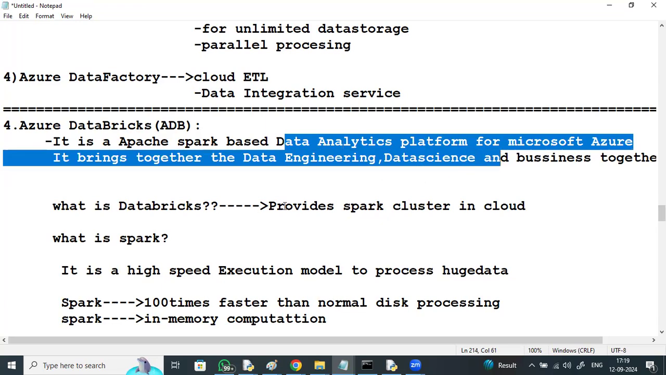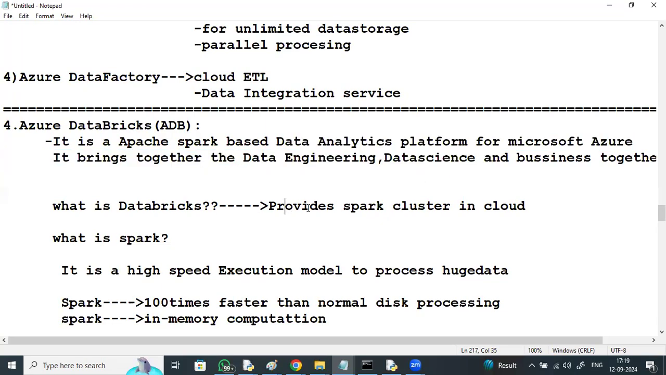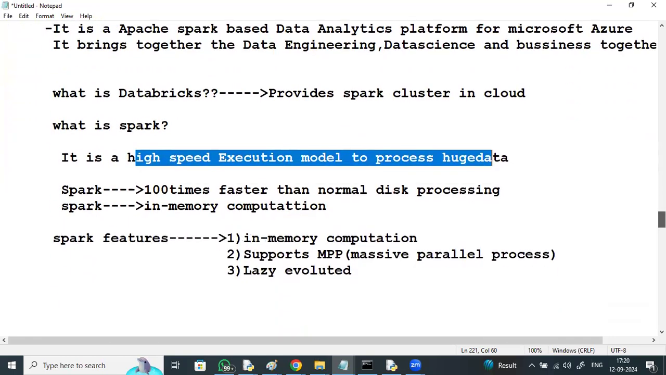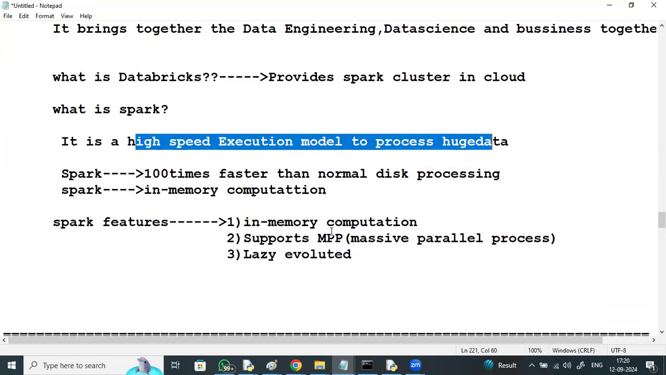What does Databricks mean? It's going to provide a Spark cluster in the cloud. Spark cluster, what is Spark? It is a very high-speed execution model to process huge data, that is big data. Spark is 100 times faster than normal disk processing. Main features: in-memory computation, supports MPP, that is massive parallel processing, and lazy evaluation.